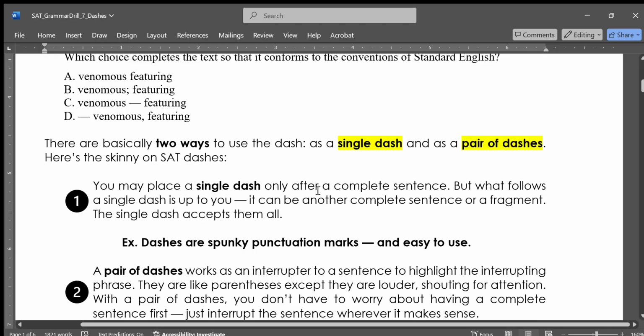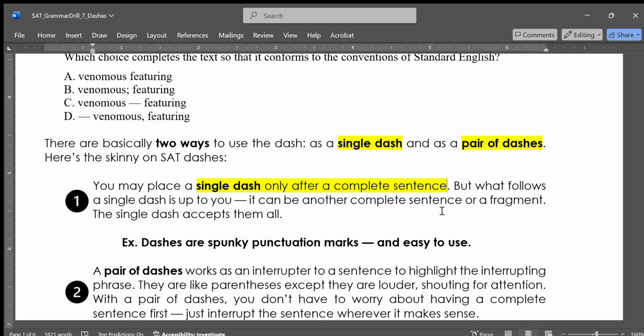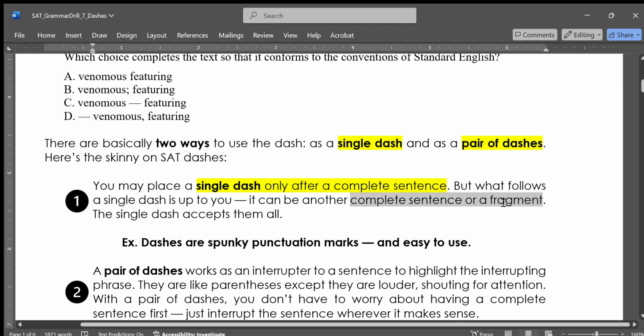When I use a single dash, I want you to remember that you can use a single dash only after a complete sentence. You have to have a complete sentence before you ever use a single dash. Here's the fun thing about a dash: you can have anything you want after a single dash. If you want to use a complete sentence, or a fragment, doesn't matter. The single dash accepts them all.